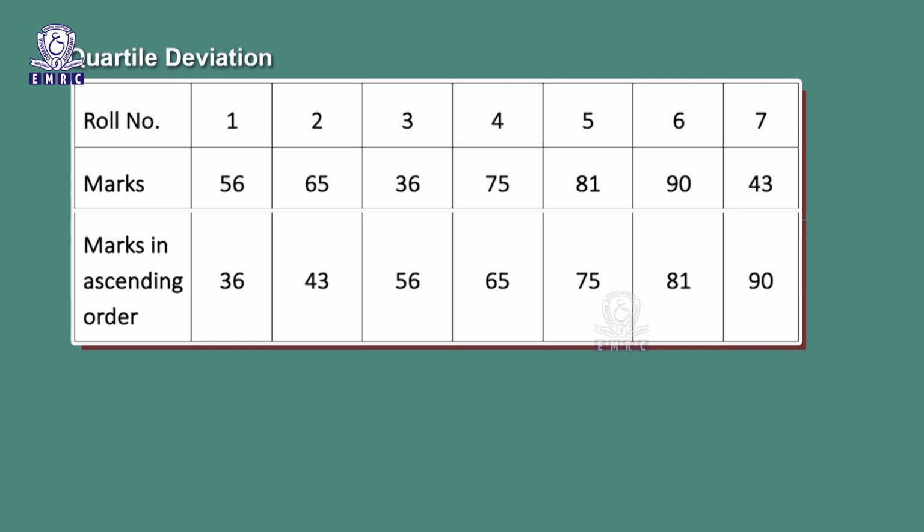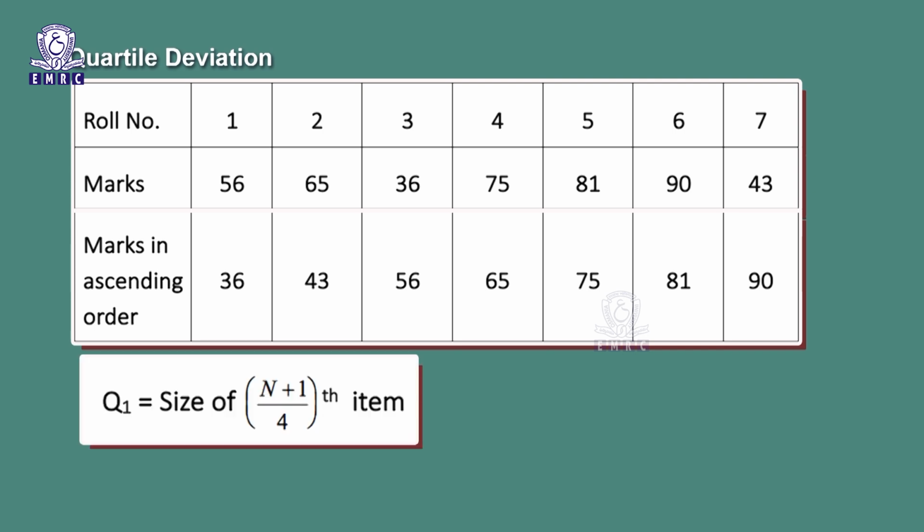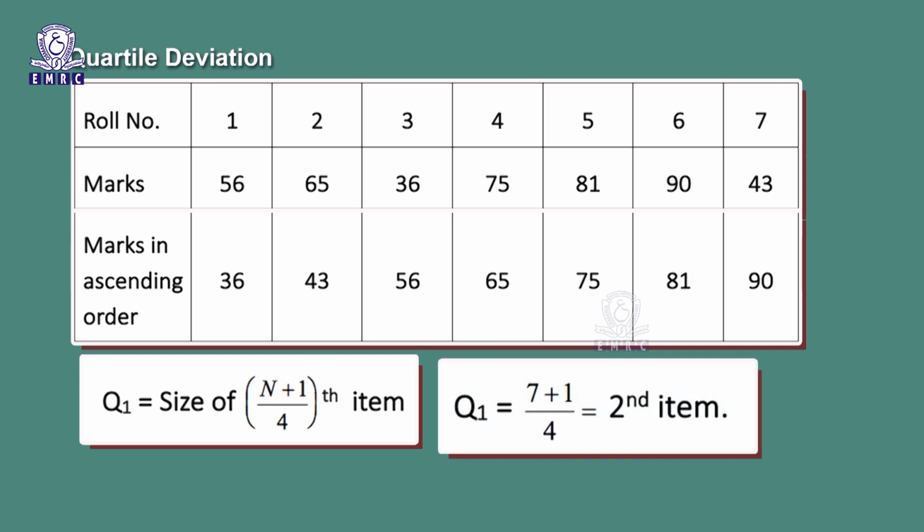And once we have written the marks in the ascending order, the second step is to calculate the Q1 value. Q1 is equal to size of (n plus 1) divided by 4. The item which we are going to get, that is going to be the Q1 value. Here n is equal to 7 because there are 7 students. So Q1 is equal to (7 plus 1) divided by 4, which is equal to 8 by 4. We are going to get second. So the second item will be the Q1 value. So Q1 is equal to 43.